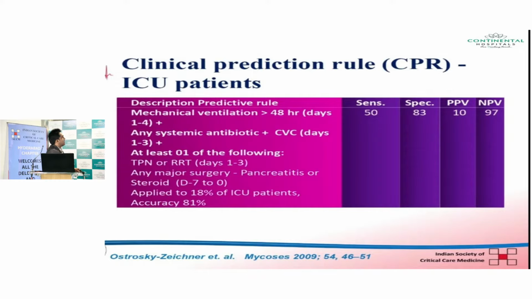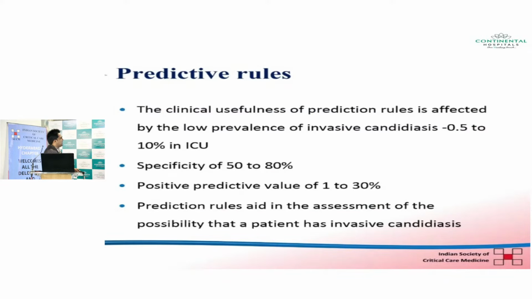The other predictive rule, proposed by Ostrowski, is if a patient is on mechanical ventilation, on systemic antibiotics, has a CVC in place, and one of the following: TPN, major surgery, pancreatitis, RRT, then it can predict the chance of candidiasis. The specificity of this prediction rule is 83%. However, it lacks sensitivity and the positive predictive value is just 10%. That is the drawback. The usefulness of predictive rules is limited because of low prevalence; even if specificity of these tests is 80%, positivity will be less. So prediction rules will aid in the assessment of the possibility that the patient has invasive candidiasis.